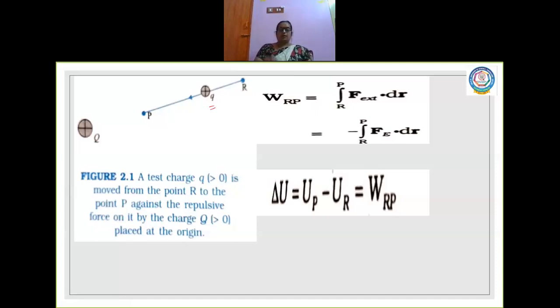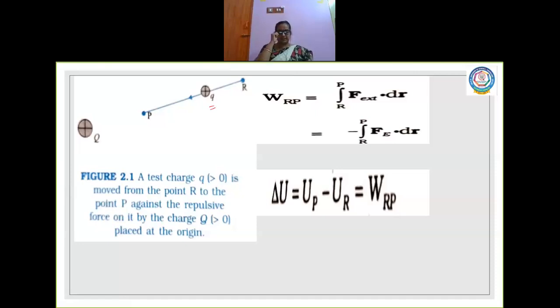So now it is converted into kinetic energy, and thus the sum of the potential and the kinetic energy is conserved. Is it clear? So this is about the work done. Now with this I am going to define what is potential difference.